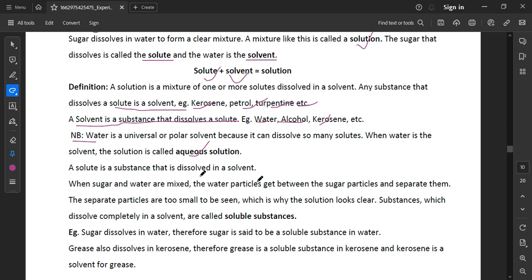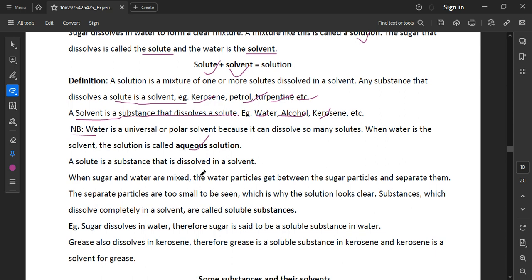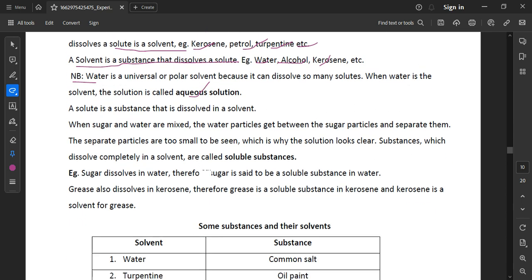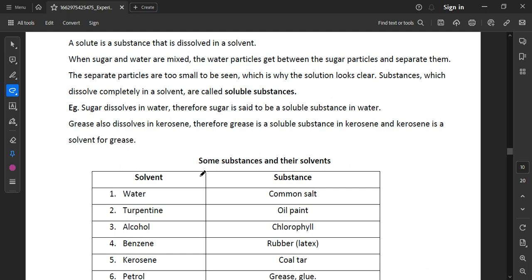When sugar and water are mixed, the water particles get between the sugar particles and separate them. The separate particles are too small to be seen, which is why the solution looks clear. Substances which dissolve completely in a solvent are called soluble substances. Example: sugar dissolves in water. Therefore, sugar is said to be a soluble substance in water.